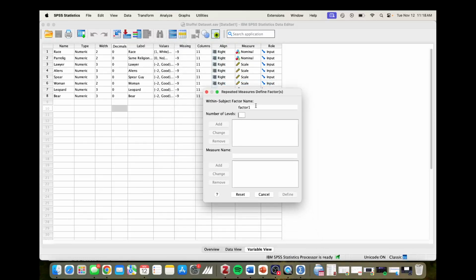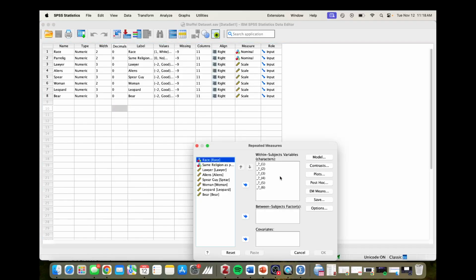Now it's going to ask you for a factor. In the case of your projects, in the case of what you're doing here, your factors are just going to be the artifacts. With Jackson's project, each artifact represented a given character, so I'm going to call these characters. You could call them artifacts, you can call them whatever, and you just put the number that you have. I have one for lawyer, alien, spear, woman, leopard, bear. That's 6, so I have 6 different characters, and I'm going to press add. Then from there, you go ahead and click define.